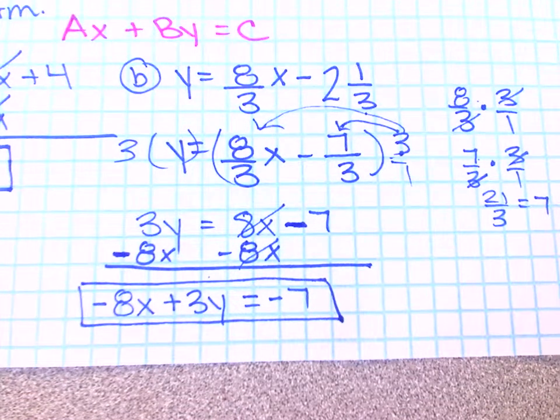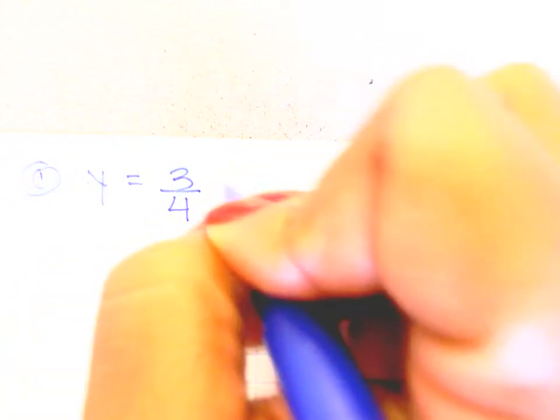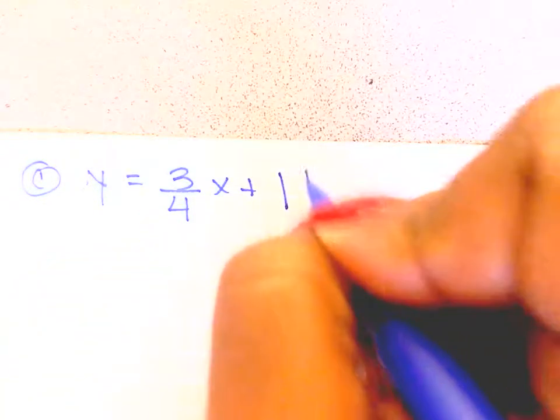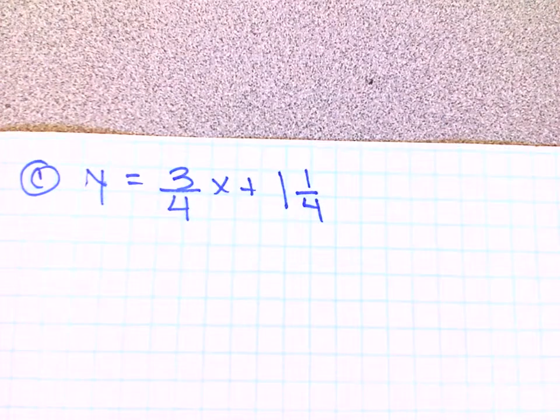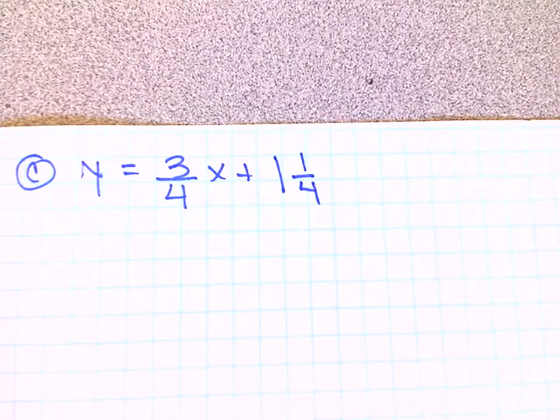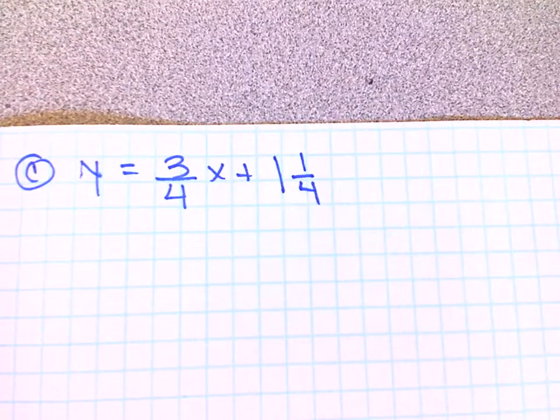Okay. The last problem before checking for understanding. C. Y equals 3 over 4x plus 1 and 1/4. This is just like the last problem. Please just open the cabinet and get what you need. Okay? Just like the last one.